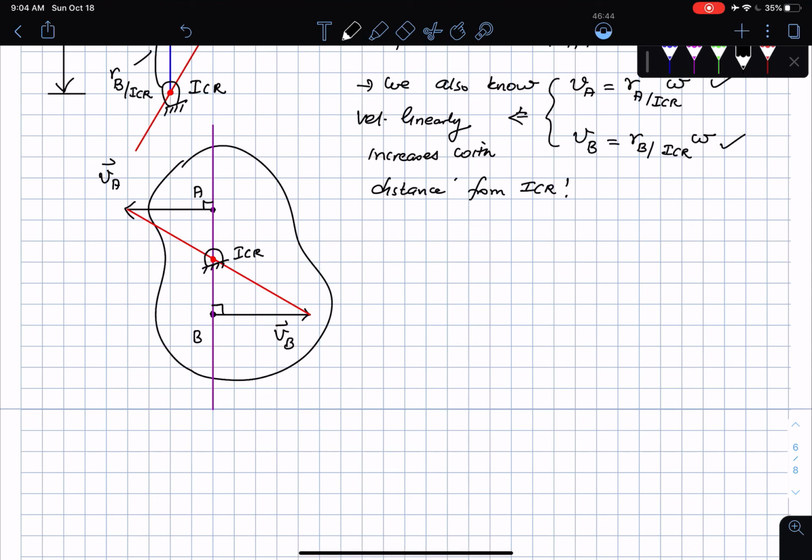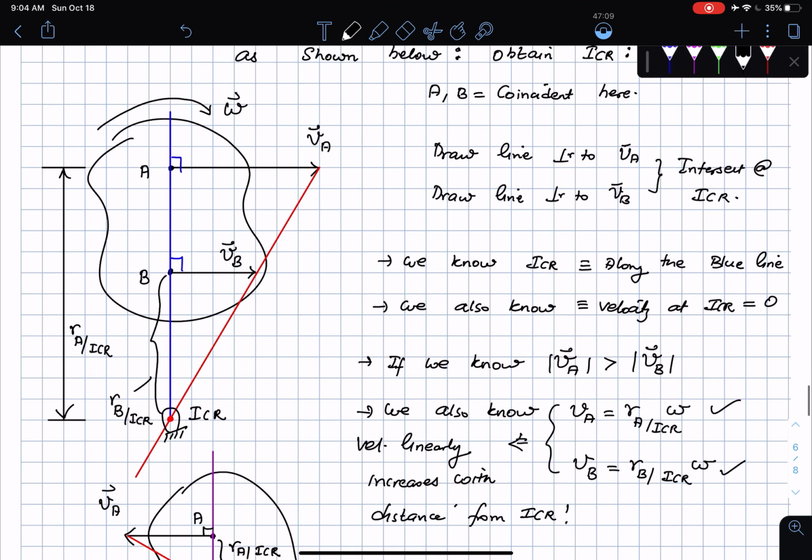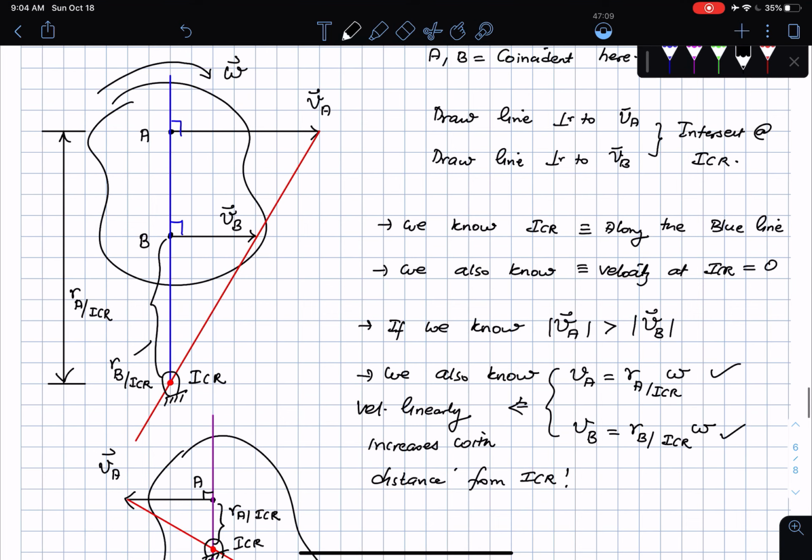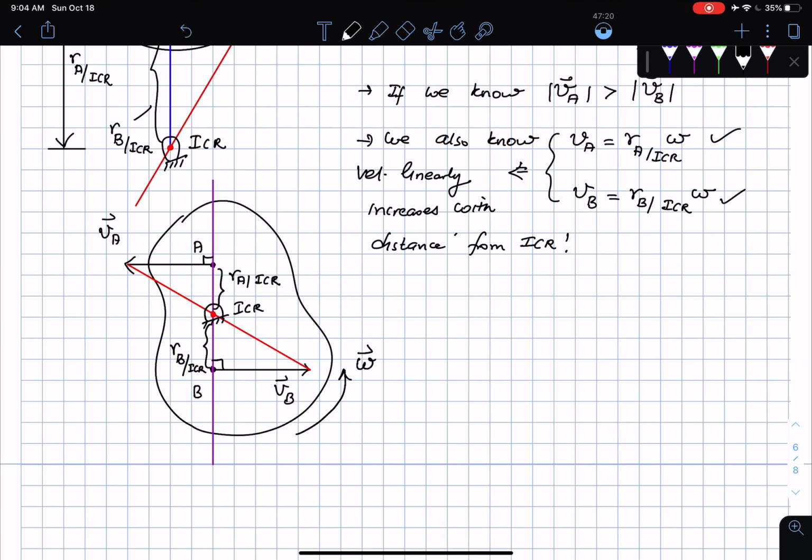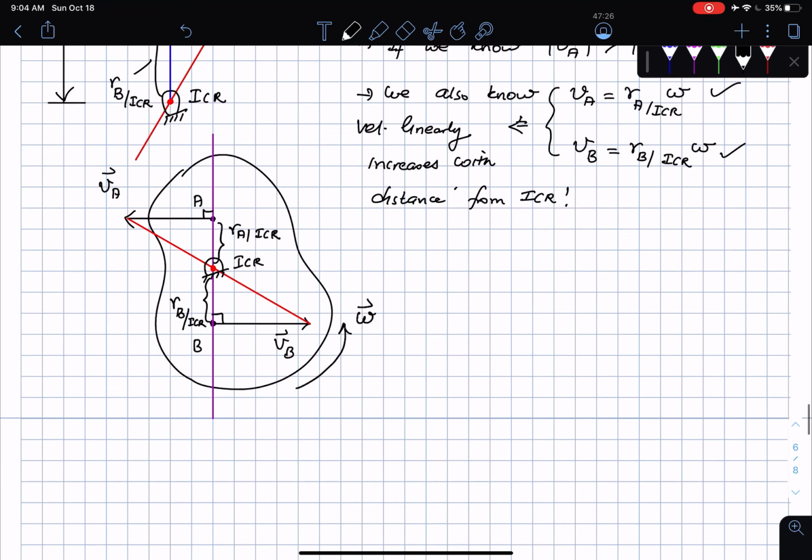This distance here is going to be R A/ICR. That distance is going to be R B/ICR. And if I want to find the angular velocity of the body, right hand rule: align fingers with the velocity VB, your palm faces the ICR, you curl your fingers, and you will find that the angular velocity in this case is pointing this way. So it is either this situation or the previous situation, where the velocities were in the same direction but not equal in magnitude. Here also they are not necessarily equal in magnitude, but they are pointing in opposite directions. So I can also have this situation here.